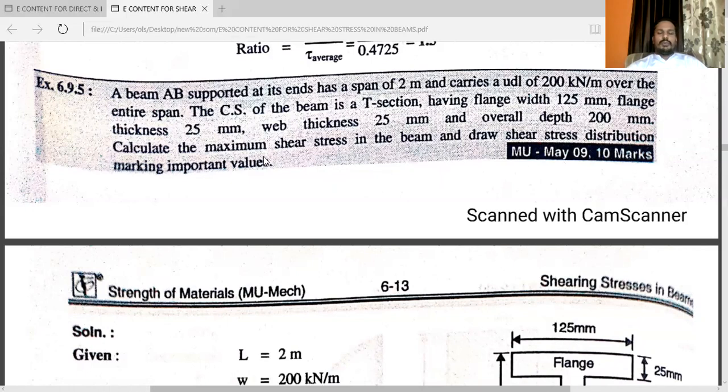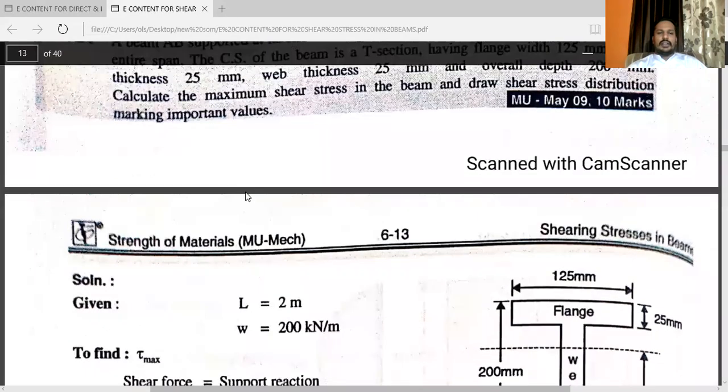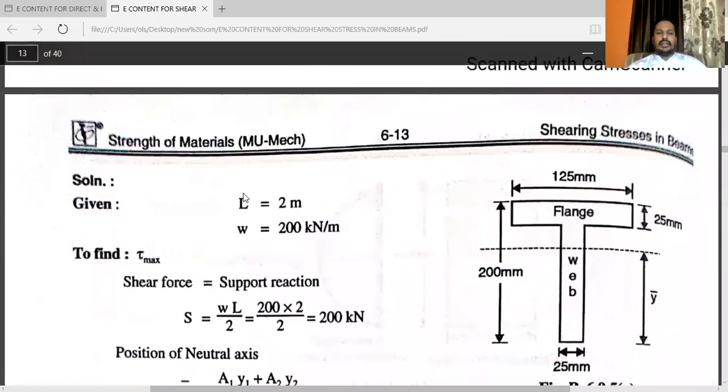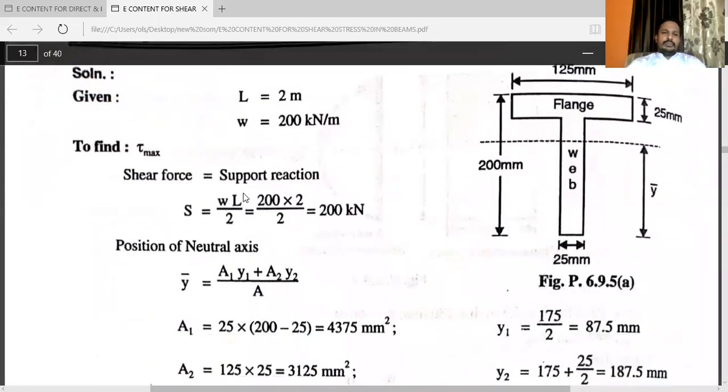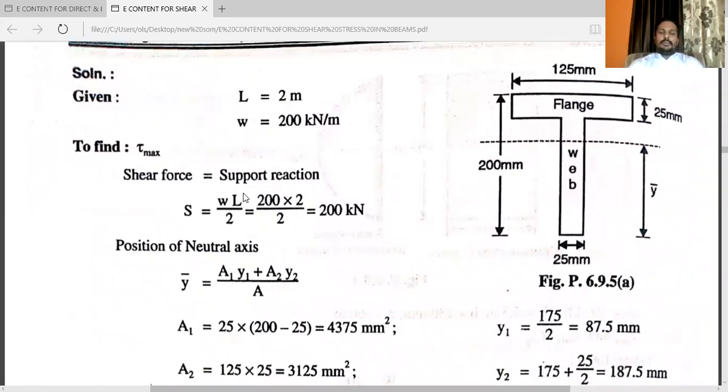You have to read this problem very clearly, and after that you have to write down the given data. It's a very simple problem. You can see the given data. Length is given, that is 2 meter. W is given, that is 200 kilonewton per meter.